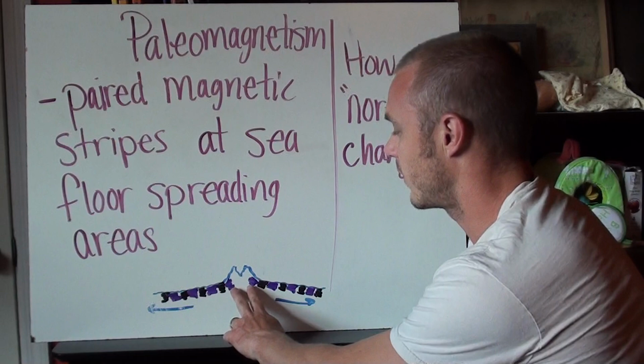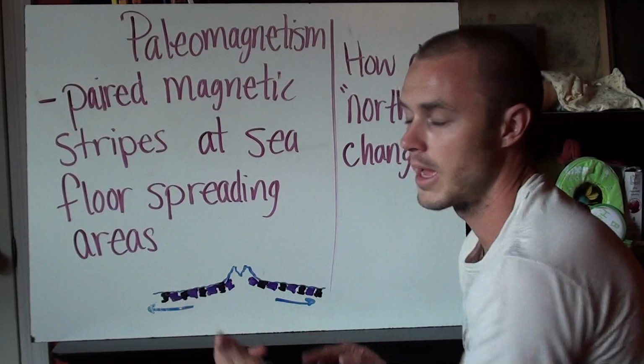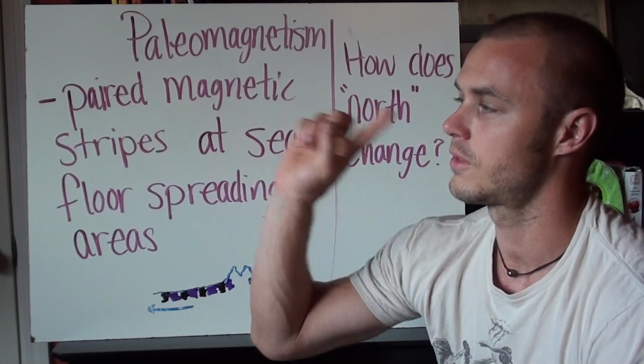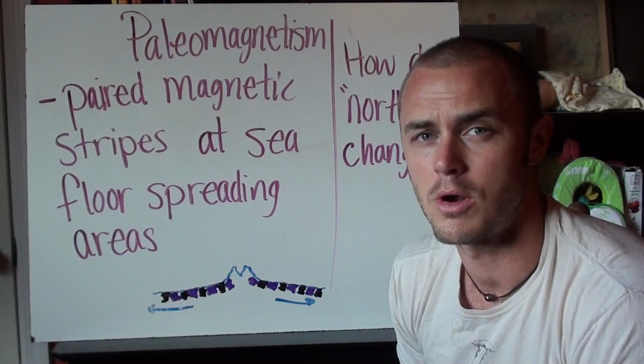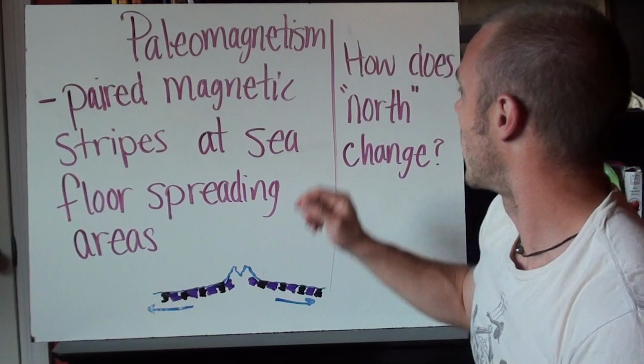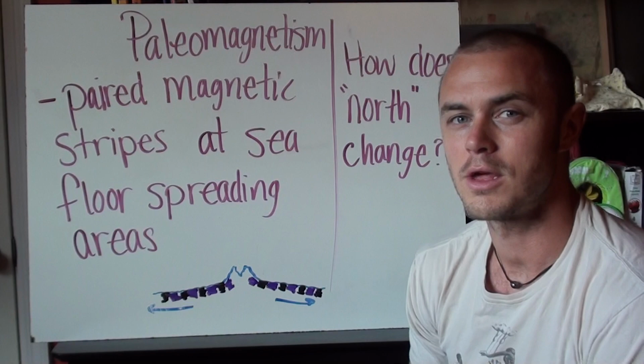So here in my picture, we have purple, black, purple, black, purple, black, purple, black, all the way out. And the same thing is true across the Atlantic Ocean, except it's going north, south, north, south. But what they couldn't figure out was, why would some rocks point north and then some rocks point south? And that's kind of an interesting question that we'll talk about in class later on. And that finishes our notes for evidence of continental drift.